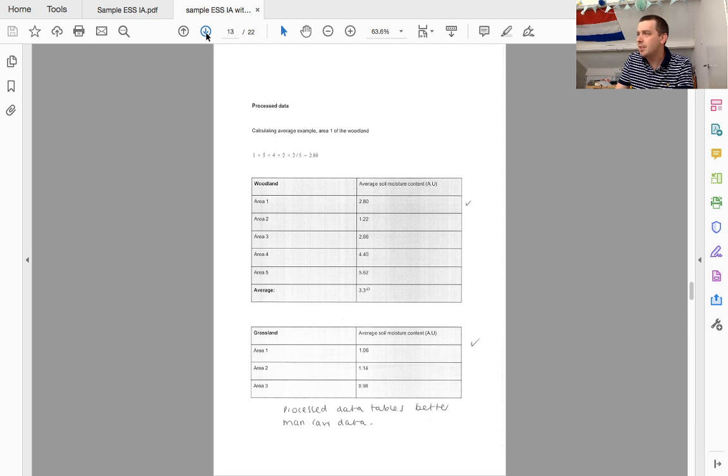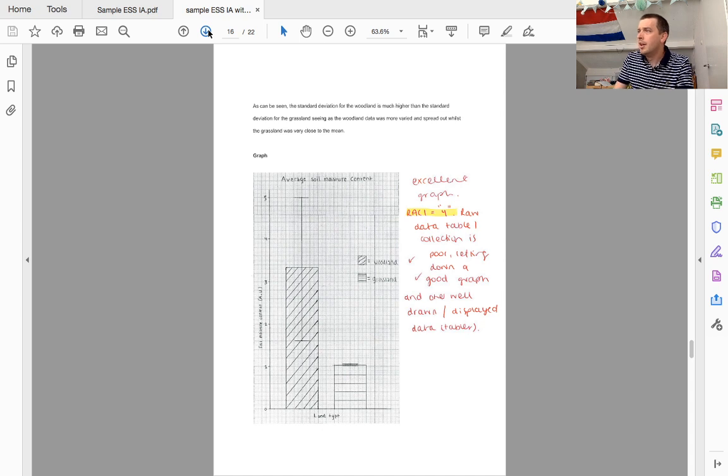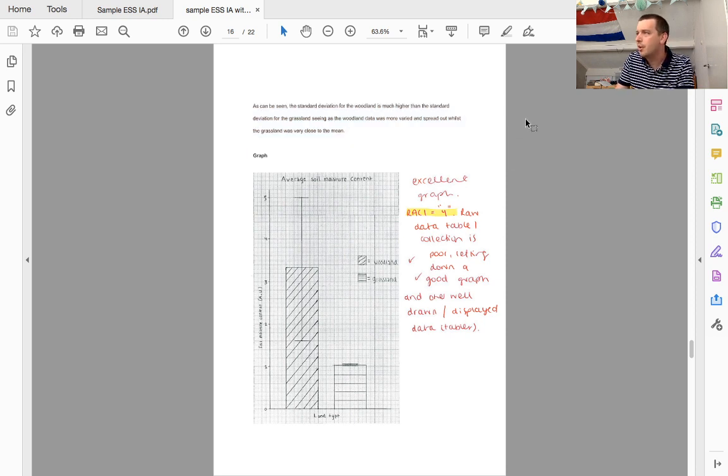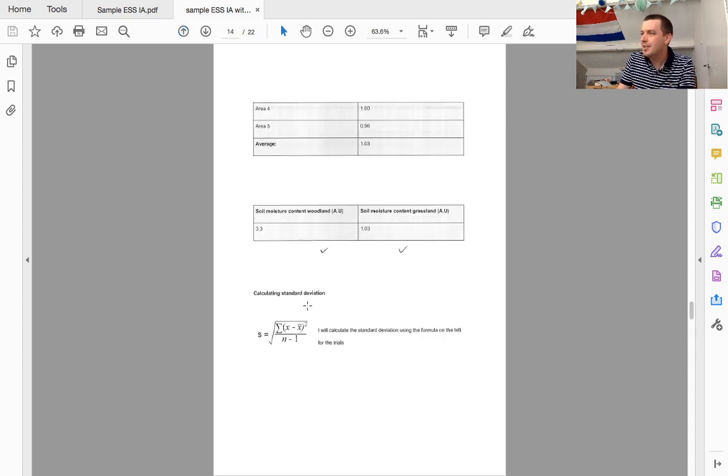Data processing is shown reasonably well. Calculating the average, calculating the standard deviation is shown. There's a little bit spoken about why the standard deviation is important. However, I would really like to see that up here.